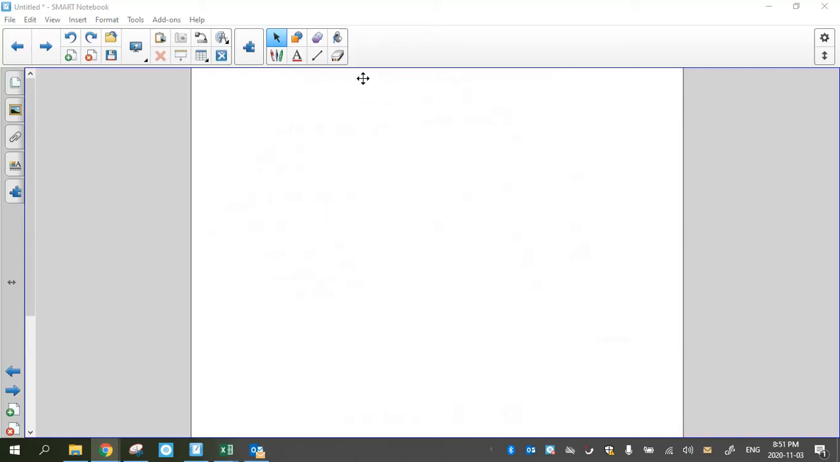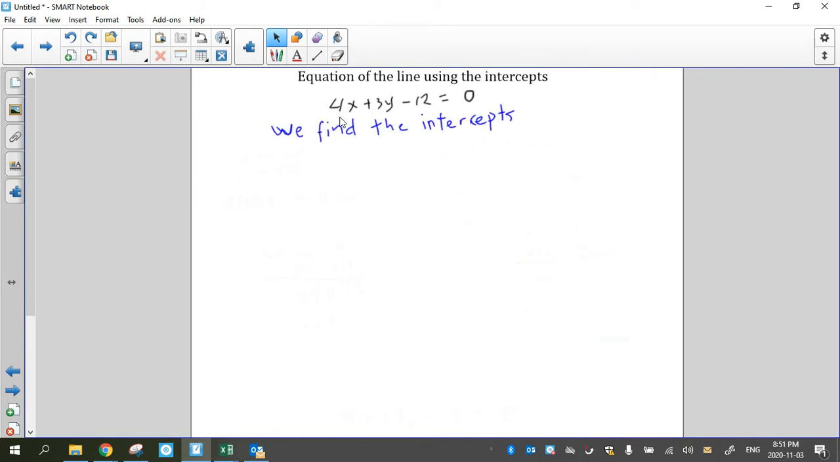Okay, the purpose of this video is to walk us through the process of graphing an equation using the intercepts. So typically these equations are going to look a bit different. So this is an example: 4x plus 3y minus 12 equals 0. So we are going to find the intercepts in the way we've been exploring in the Desmos activity.